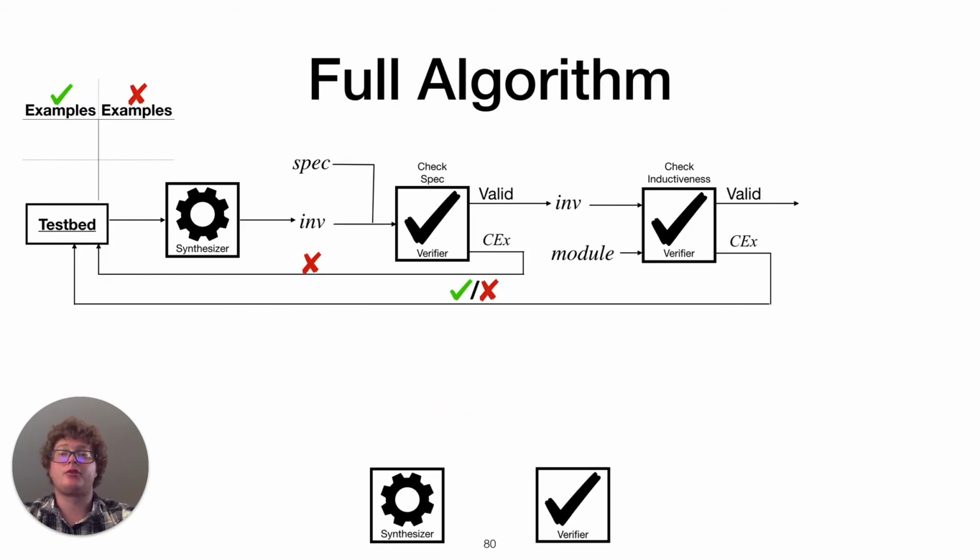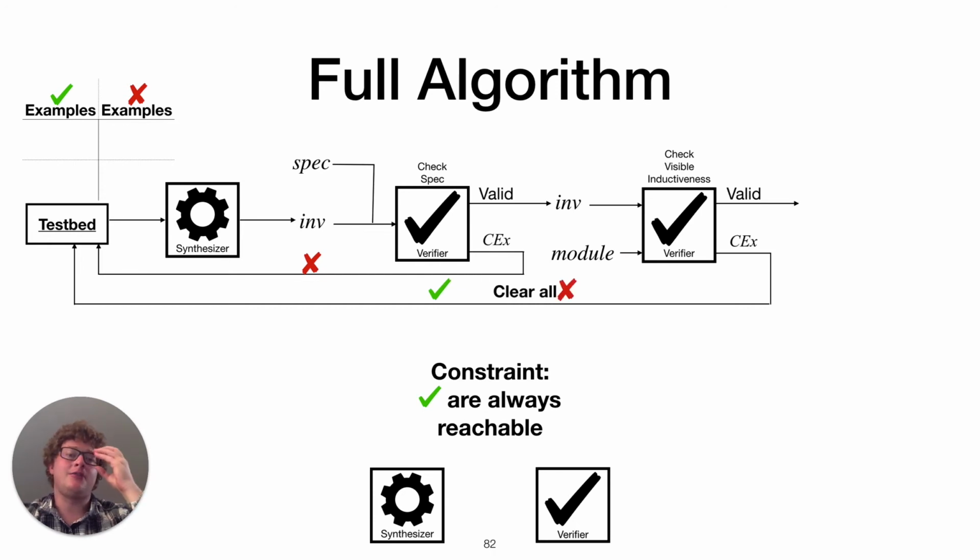So this brings us to our full algorithm. We add the constraint that the positive examples are always reachable. We add in a visible inductiveness check. On the counterexample for a visible inductiveness check, we use the positive side, and because at some points we guess that things should be negative examples, we use this as a place to start from a clean state and clear all of our negative examples.